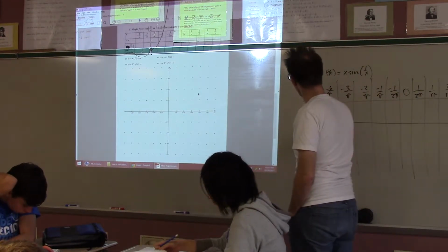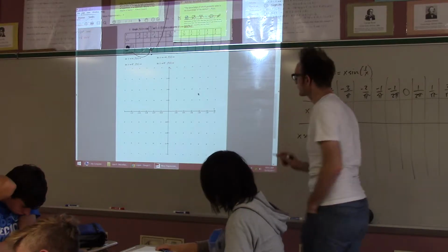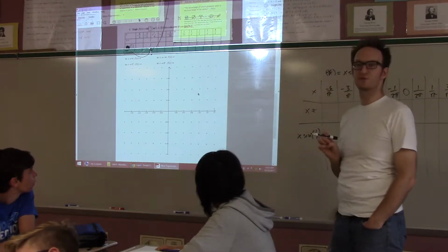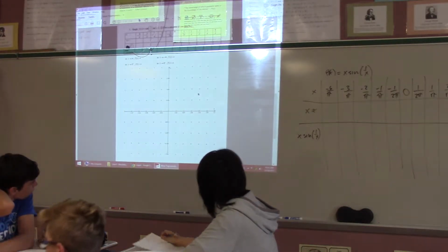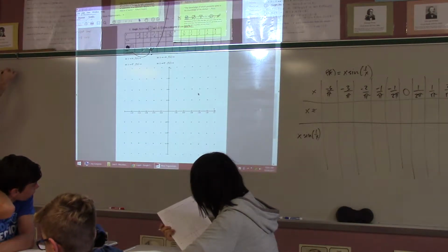Okay, well, maybe we should just start listing the properties of this function. So go, what are some properties of this function? f of x equals x sine 1 over x.